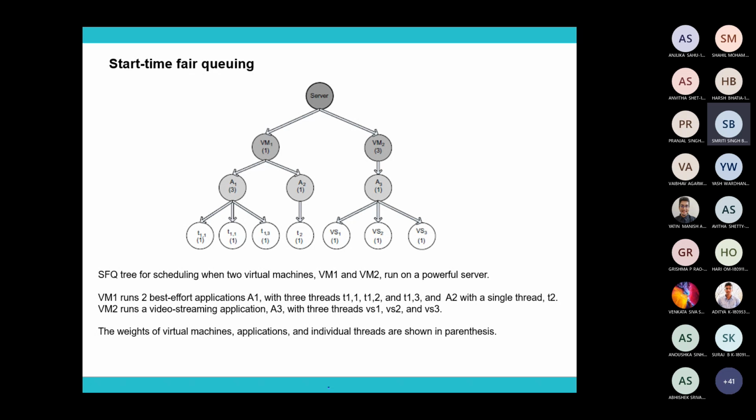Now just look at this diagram, where you will get an idea. Let's say the root node is the server. Now let's say that in that server, two virtual machines are running, that is virtual machine 1 and virtual machine 2. Each virtual machine is given a weightage. Now what is the weightage given? 1 and 3.